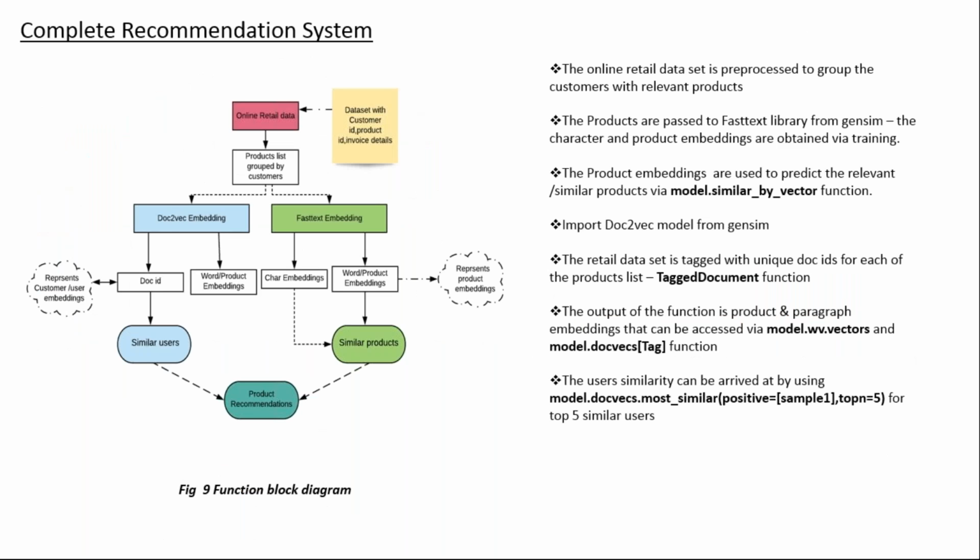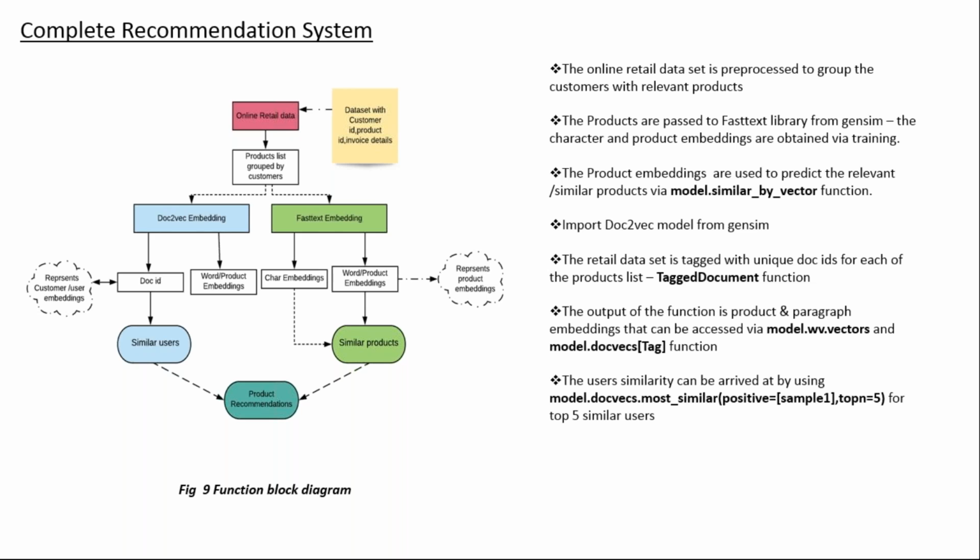So what you see here is the complete recommendation system, from the start of the purchase history to how we have come up with the recommendations. This is just a pictorial representation of how I have come up with the embeddings or the recommendations. One is you have a retail data set where you have the customer details, the items they have purchased, and the sequence in which they have purchased. And what we have applied here is two different algorithms. One is fastText embedding, the other one is doc2vec embedding.